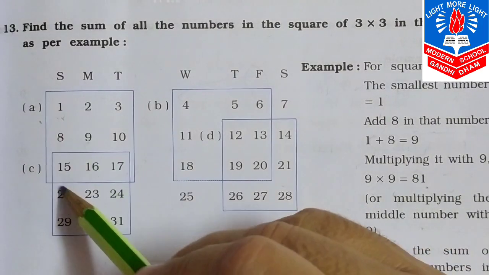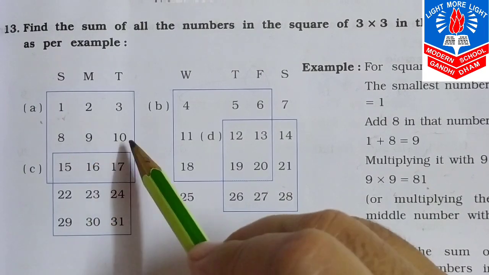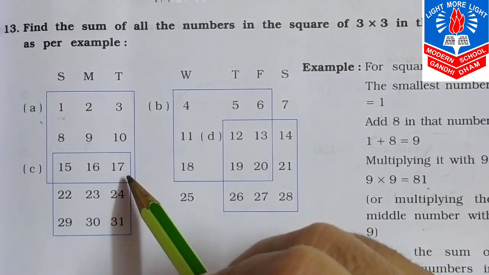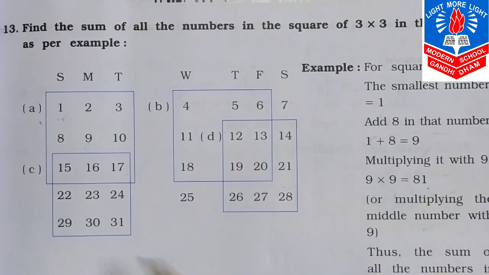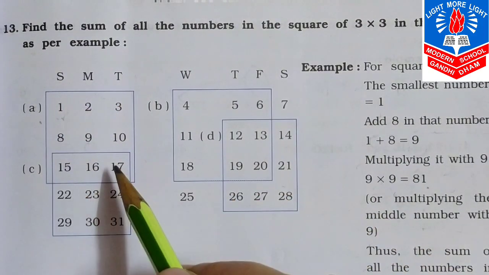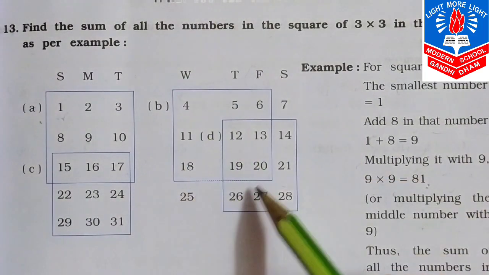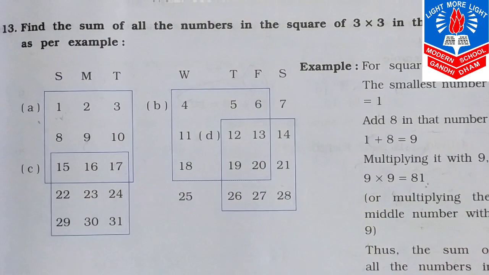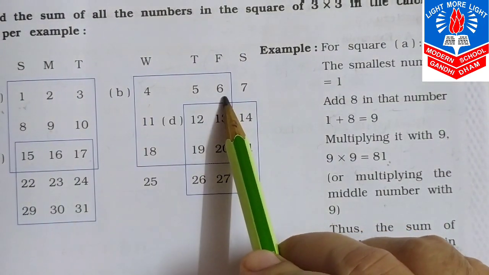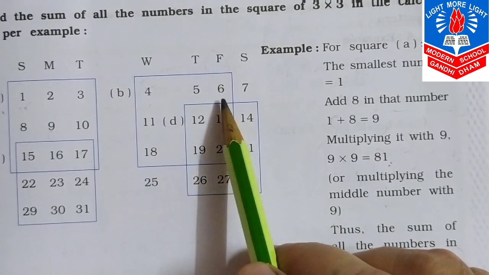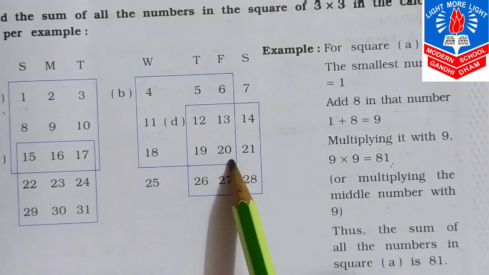तो इन सेम वे सपोज वी एड 1 plus 2 plus 3 plus 8 plus 9 plus 10 plus 15 plus 16 plus 17, you may get the addition. हम सबको प्लस करेंगे then we will get the 81. Here more examples are given, then we solve the second example. Here you see 4, 5 and 6, 11, 12, 13, 18, 19 and 20.